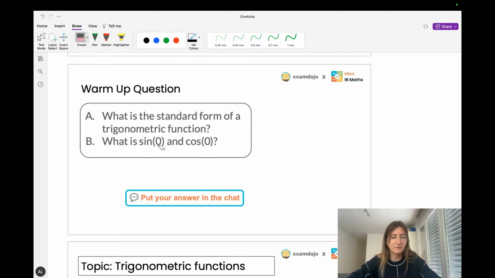And sine of 0 is just 0, and cos of 0 is 1. So these are ones that are just good to know. They help save time, make things easier, and they're going to get asked so many times because when things are 0 and when things are 1, they really help simplify equations that we're solving or questions that we're answering. So it's great to just know those immediately.